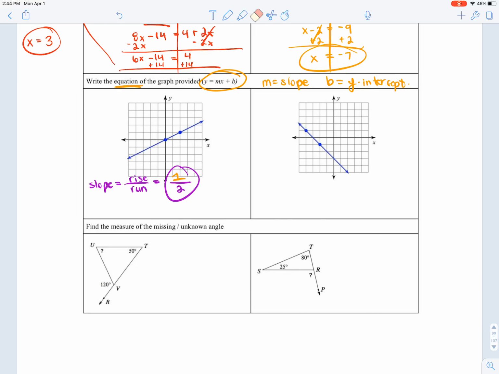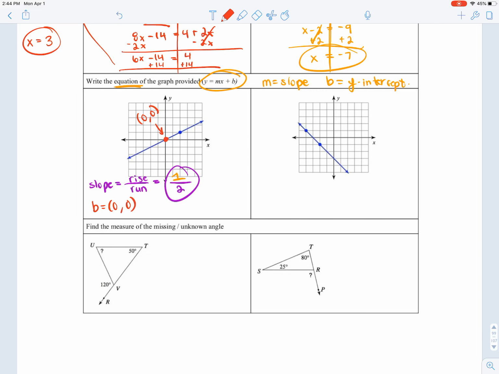Remember, on a graph, our y-intercept is where the line crosses the y-axis. So I'm going to put that in red here. It looks like we are crossing through there. The coordinate of this point is 0, 0. So it looks like our y-intercept is going to be at 0, 0.